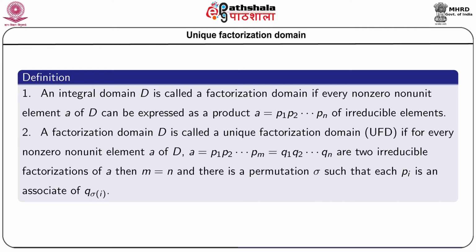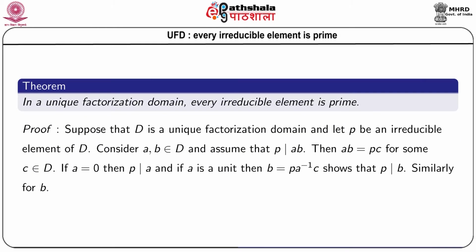It is easy to observe that the ring of all integers Z is a unique factorization domain. In this chapter we will also prove that every principal ideal domain is a unique factorization domain, and in the final step of this module I will give an example of a unique factorization domain which is not a principal ideal domain. First, let me prove that in a unique factorization domain every irreducible element is prime.